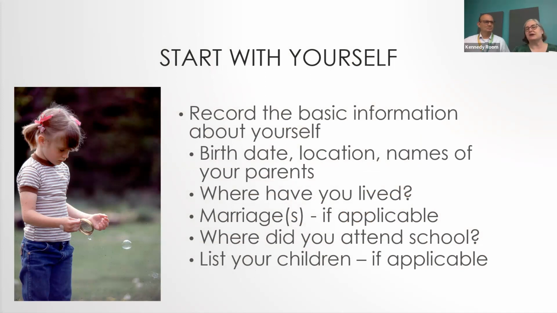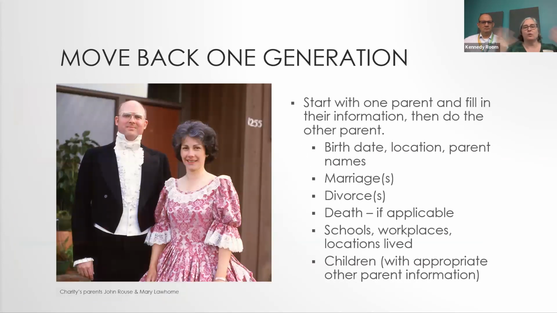So you want to write down your birth date and location, the names of your parents, places you have lived, dates that you've lived there, and then marriage or marriages, if applicable. Things like where did you attend school? And maybe where you worked. I don't have that written on the slide, but, and then list your children if you have them. And then you move back one generation.